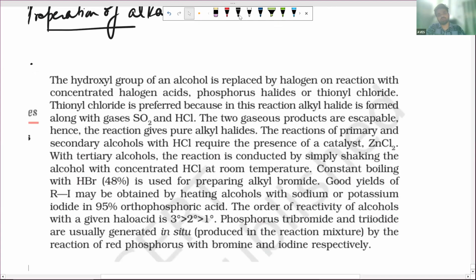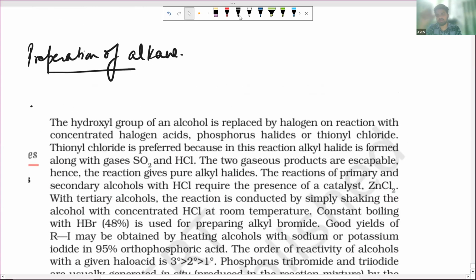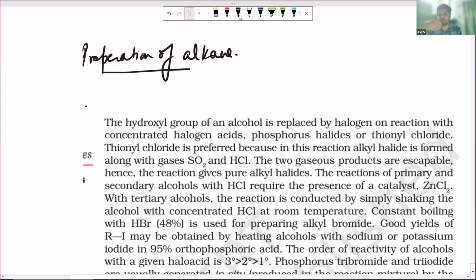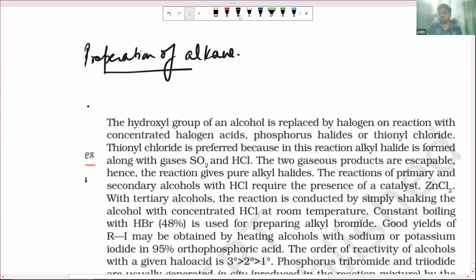You know that there is a hydroxyl group of alcohol, and this hydroxyl group can be easily replaced by the halogen group on reaction with concentrated halogen acids or phosphorus halides, or thionyl chloride. Simply, how can we prepare an alkane? We can prepare it with the help of alcohol, and also with different other things.